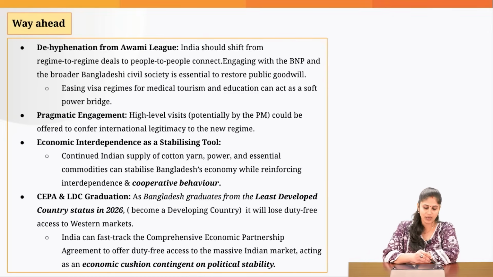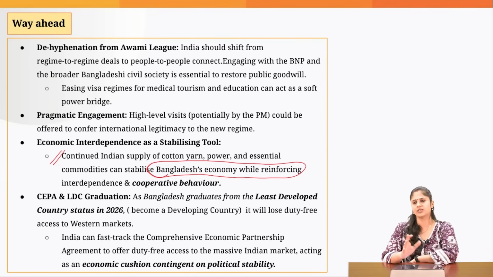So experts point out that we should further strengthen our economic and trade ties with Bangladesh, and we should help Bangladesh revive its economy. Okay, after the Sheikh Hasina ouster, the economy should be brought back on track, and we should increase Bangladesh's economic interdependence on India, and this we can use to make sure that Bangladesh does nothing which goes against India's own self-interest or strategic interest. So we can ensure cooperative behavior from Bangladesh by increasing its economic interdependence on India.